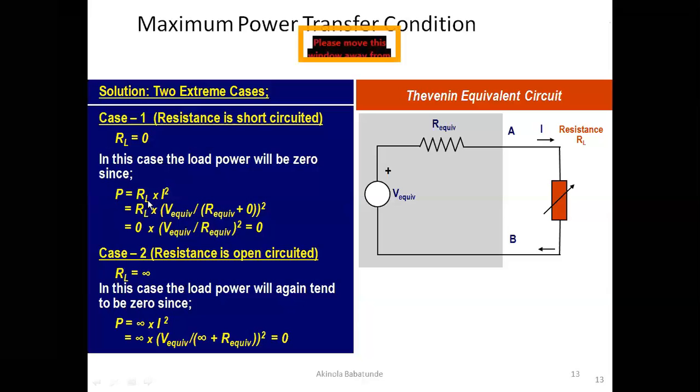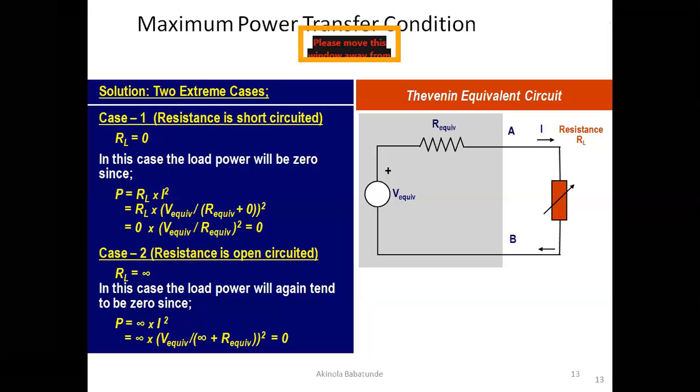We have power P equals RL multiplied by I squared. This is the usual formula for power that we are familiar with. We know I is V equivalent over R equivalent plus the load resistance, which of course is 0. So it would be V equivalent divided by R equivalent, all squared and multiplied by 0 because RL is 0 at this point. So the power will be equal to 0. This is the first case, when the resistance is short-circuited, meaning RL is equal to 0.